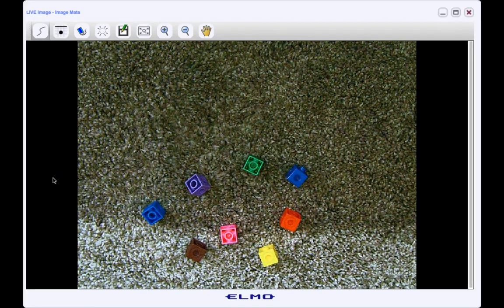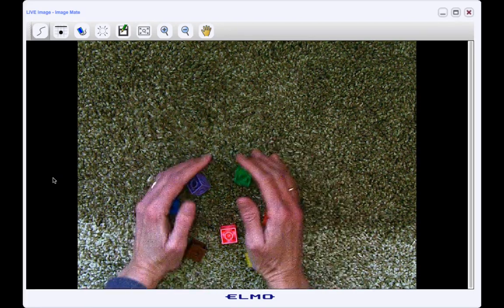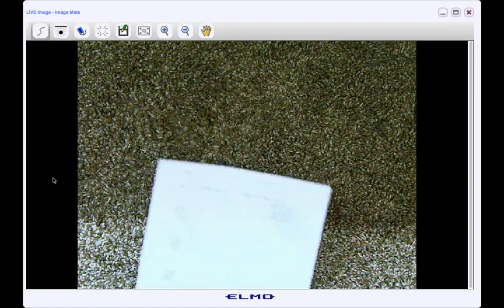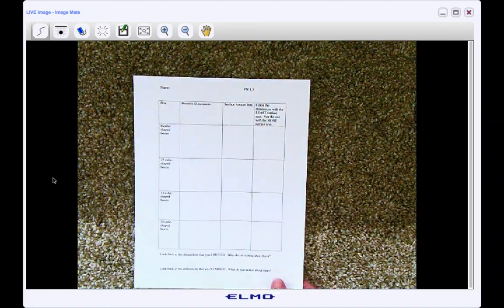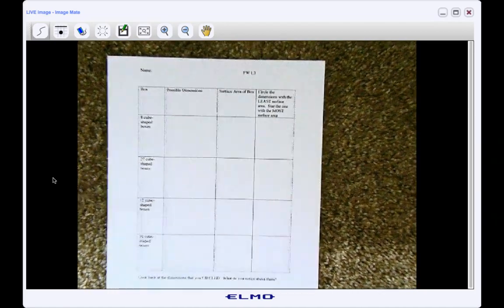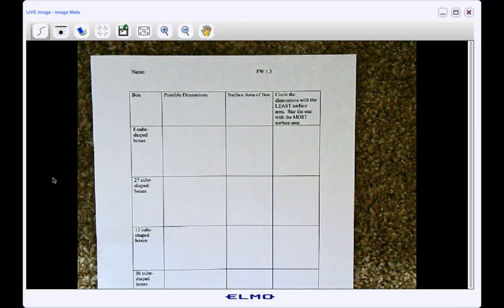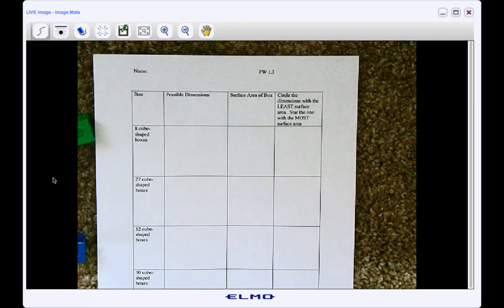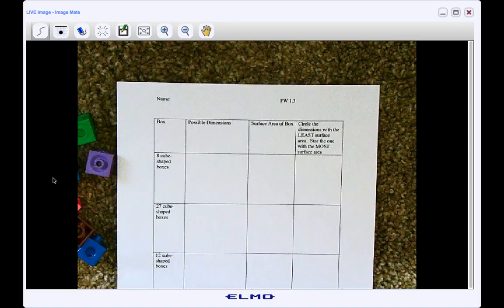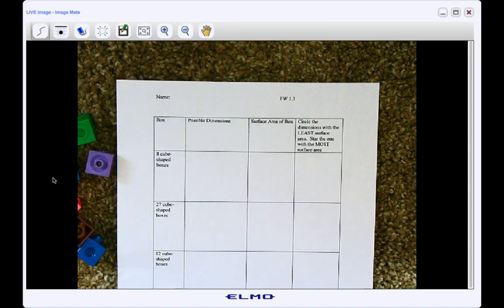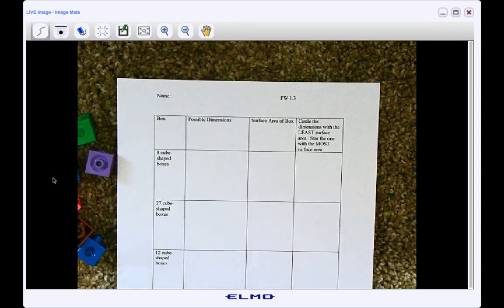You should have this paper from your packet that maybe you printed out. What I'd like you to do next is to see if you can think, if I had those 8 cubes, what are some of the possible dimensions I could make with my 8 cubes? I'll give you a minute to try and write a few things down, just in this box right here. What are some arrangements I could make of 8 cubes?